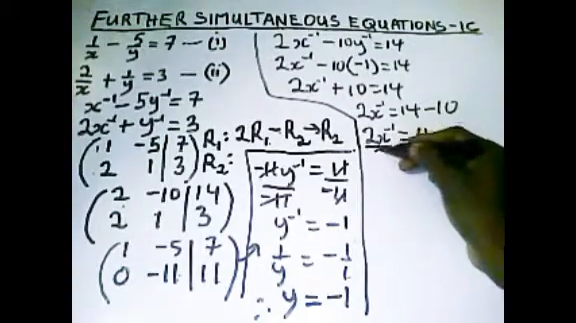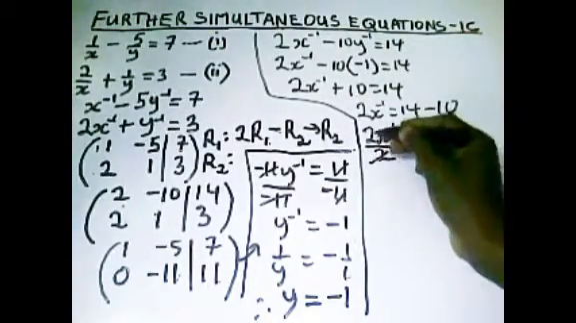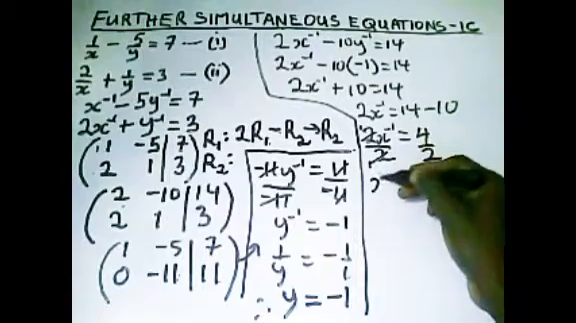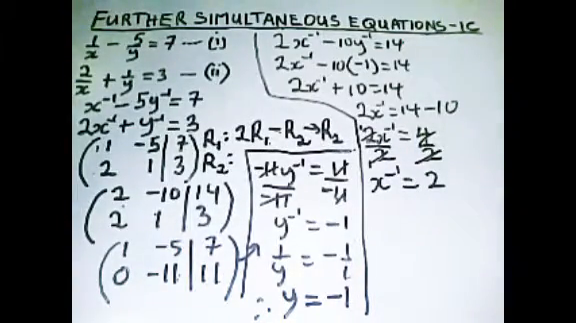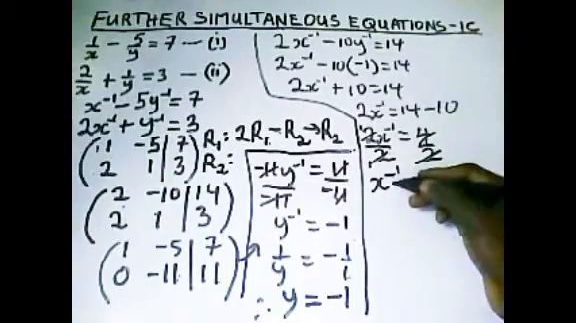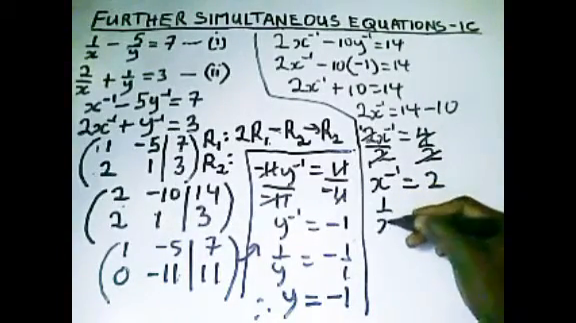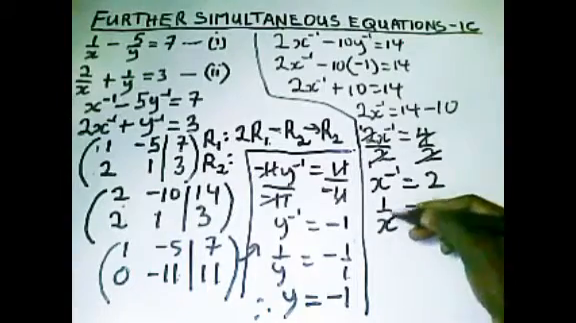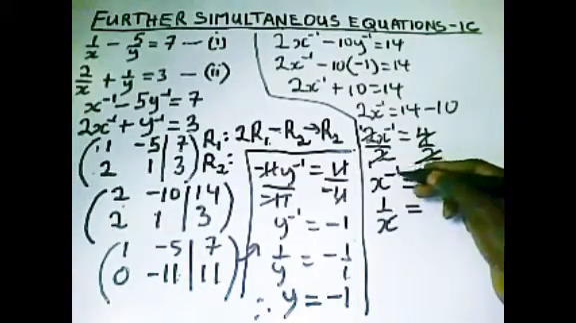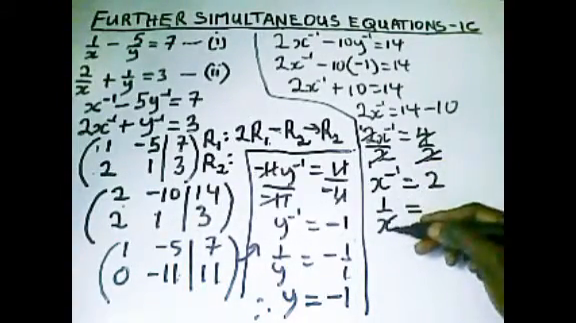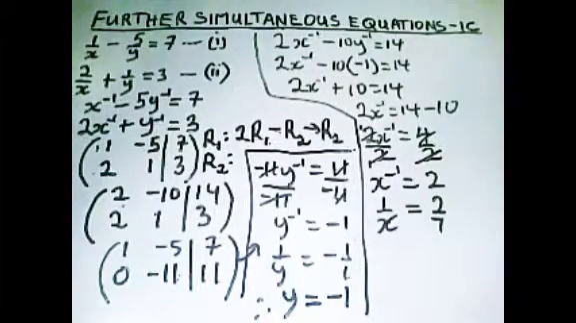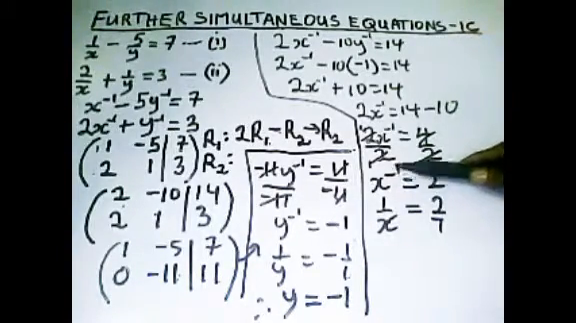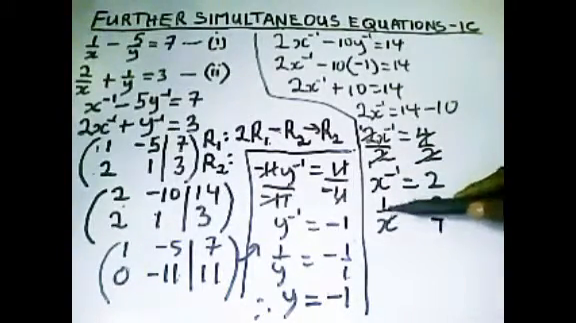Now if we divide both sides by 2, this will cancel out to give us x to power minus 1 equals to 2. Our x to power minus 1 is still the same thing as 1 upon x. Then if we are writing this as 1 upon x, that means we are having this as 2 upon 1. Please take note of what we are doing here. This x to power minus 1 is actually the inverse of x, which means 1 upon x.